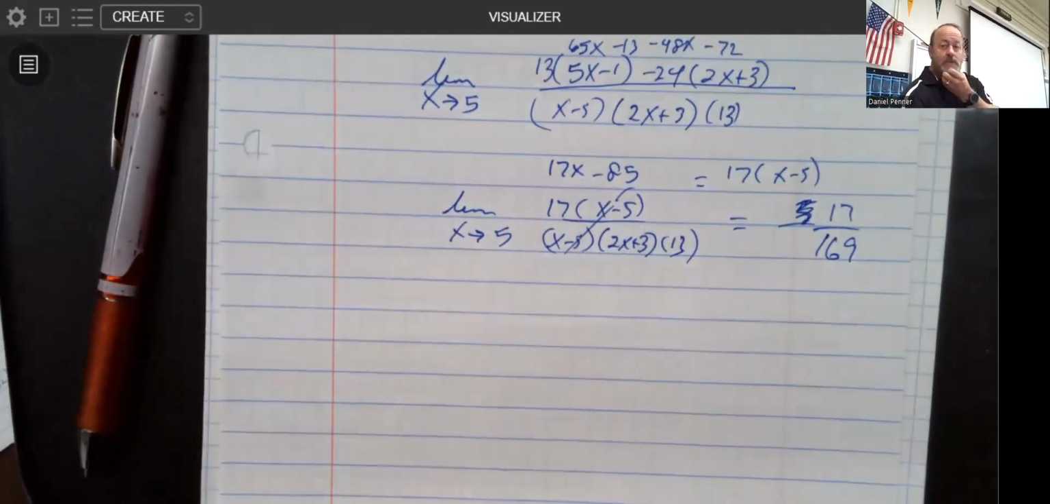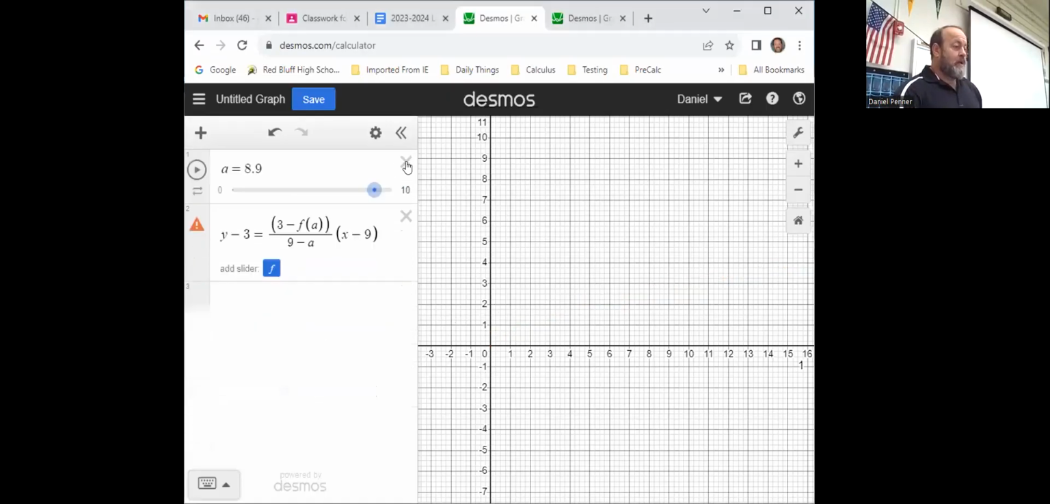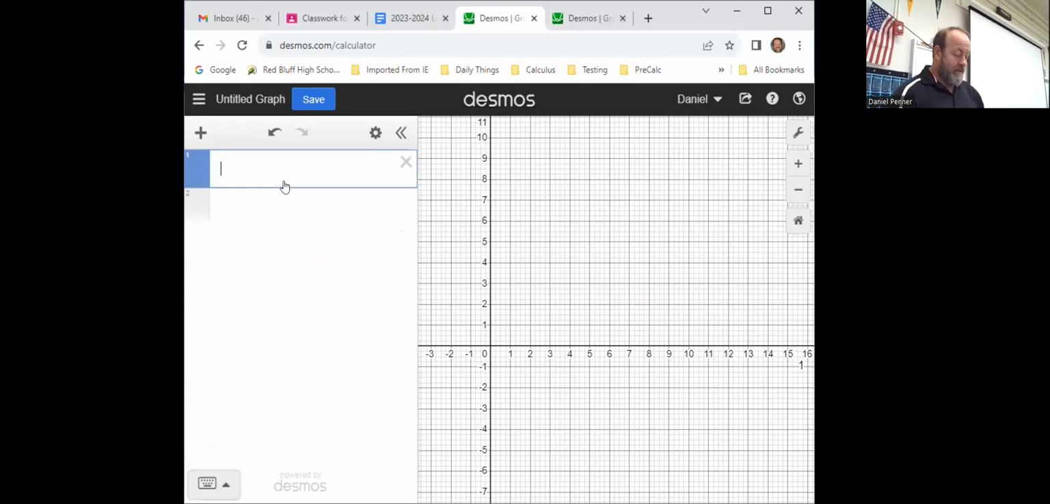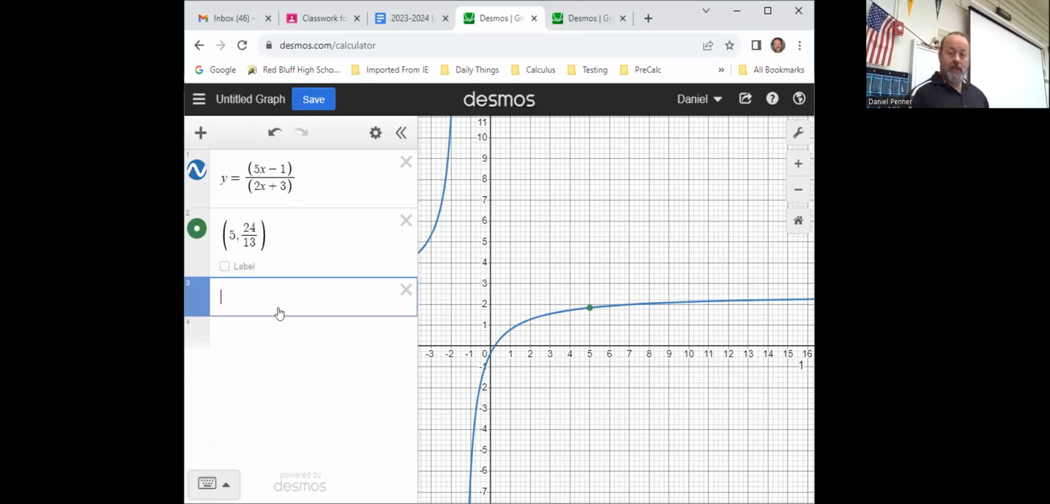Now, what you can do, which is a little bit interesting, is if you go back in here into Desmos, we can validate that solution pretty nicely in the following way. I'm just going to go ahead and clear all these things out because we can. And let's make our original function here 5x minus 1 over, let's do 2x plus 3. I'm curious as to what is happening around the point 5, 24 over 13. So you notice our little dot there.